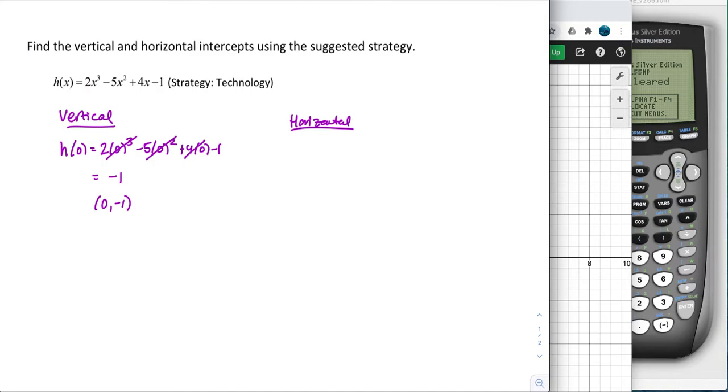For the horizontal intercept, this is where the technology comes into play. The other strategies we've seen have been, if it's already in factored form, we can set each factor equal to 0. If it's not in factored form, we can try to factor using grouping or strategies for quadratics. But here, we're not able to factor our given function. So this is why we need technology on this one. For us, technology means either using Desmos to find our horizontal intercepts or our graphing calculator. Let's look at both of those options.